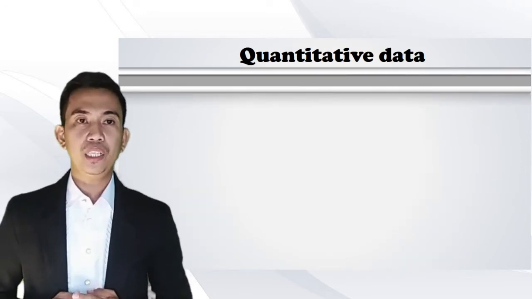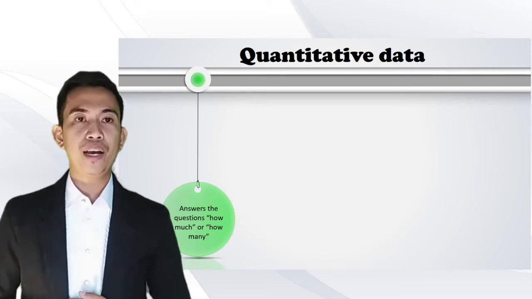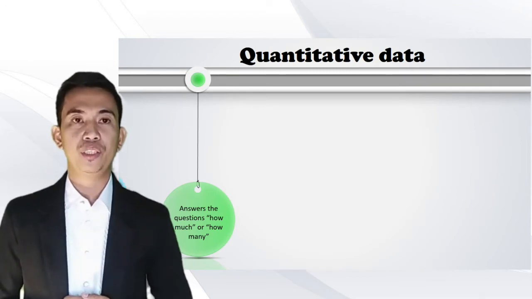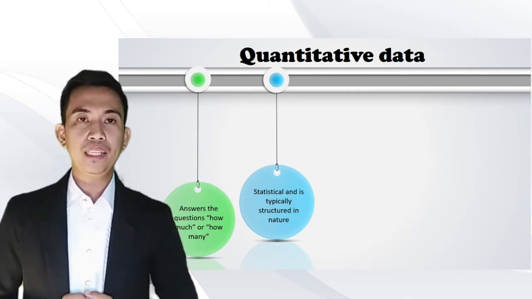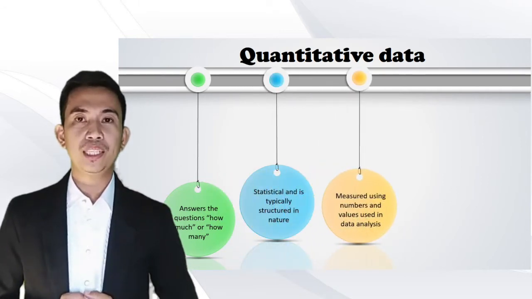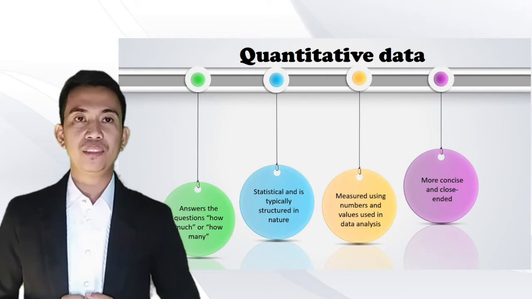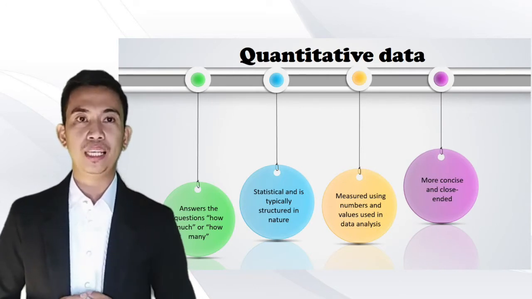On the contrary, quantitative data can answer the questions how much or how many, followed by conclusive information. It is statistical and is typically structured in nature. This type of data is measured using numbers and values used in data analysis. Quantitative data is much more concise and close-ended. That's according to PICEL 2019.